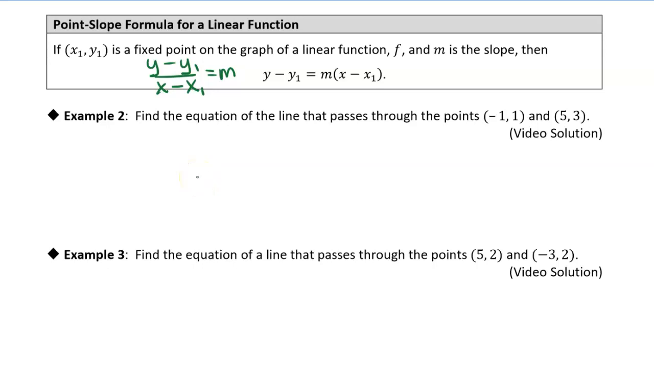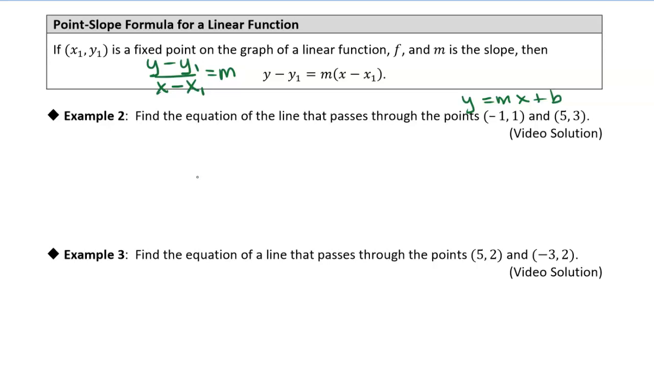In this example, we're given 2 points and asked to find the equation for the line that passes through those 2 points. All right, so we have the slope-intercept form of a line, right? y equals mx plus b. So if we know the slope and the y-intercept, that's easy, right?